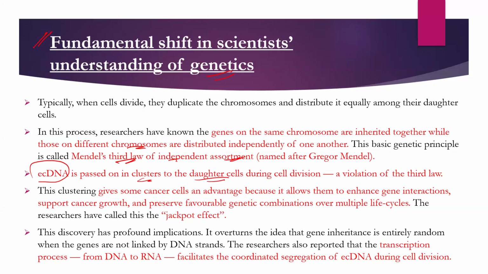Okay, so because of this, cancer cells have an advantage here, because of which they get a favorable genetic combination and it leads to multiple cancerous growth. Okay, so the researchers have now termed it the jackpot effect. Okay, so the basic understanding of cell division has also been challenged now by this study. Okay, so here basically the researchers have reported that the transcription process, especially from DNA to mRNA, is the one which is responsible for segregation of extra chromosomal DNA, which is responsible for the cancerous growth. Okay, so this is what the study has found out.